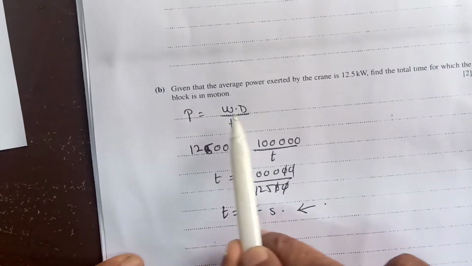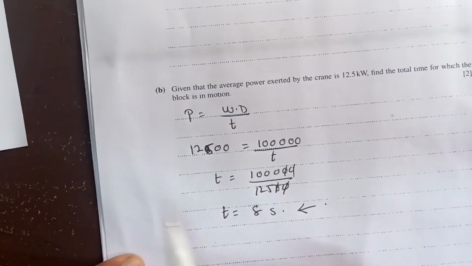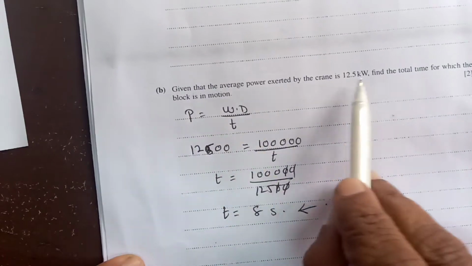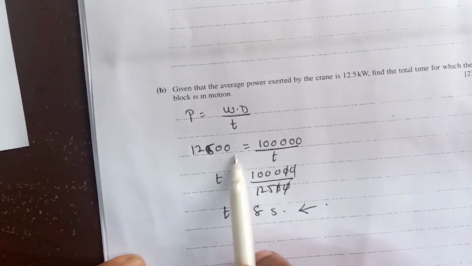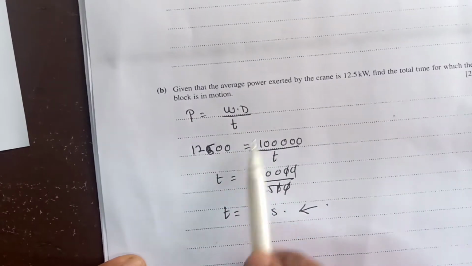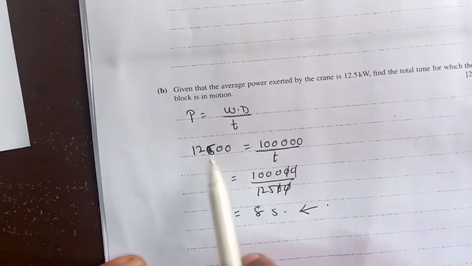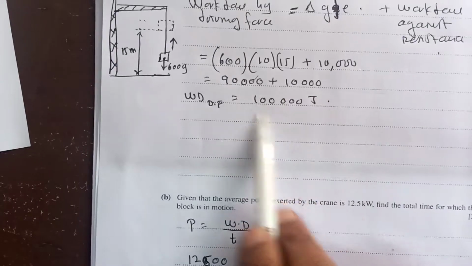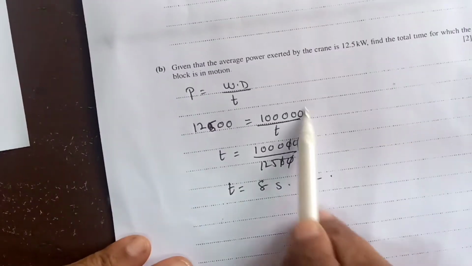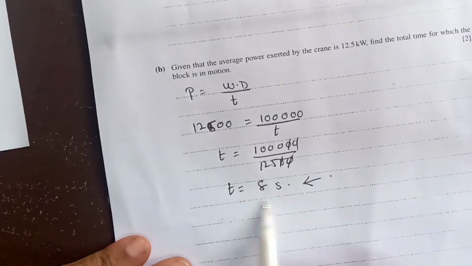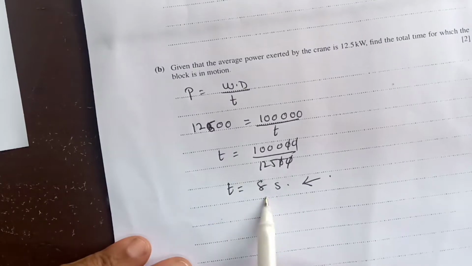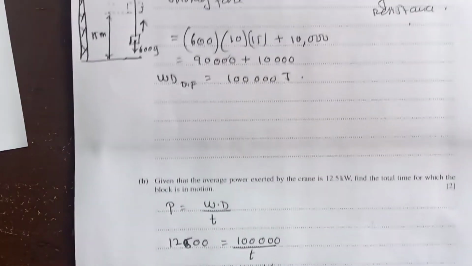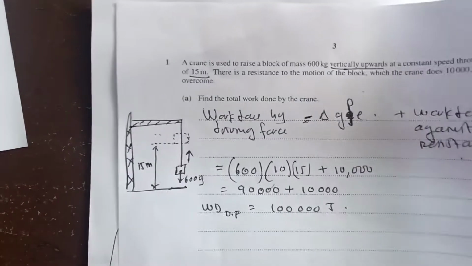Now you know that power is work done upon time. So power is given, 12.5 kilowatt, so you convert into watt. Then work done, if you are given the work done here, over time, you just replace and you will get 8 seconds. So easy. Okay. Now let's do number 2.